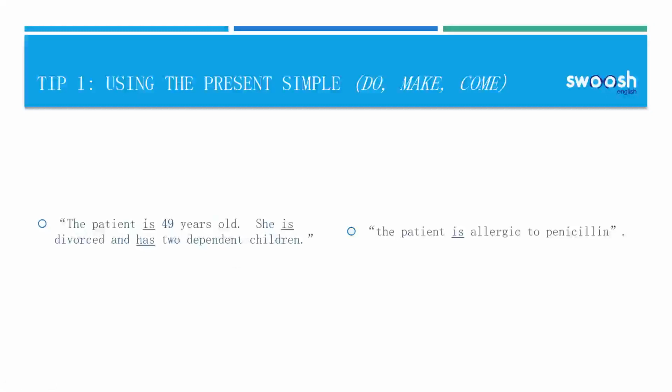In this case, we're using the present simple to present this information because it's true and it's not subject to change anytime soon. It can thus be regarded, for our present context, as an unchanging fact. Another example, the patient is allergic to penicillin. This is another fact which is not subject to change, hence we can use the present simple.